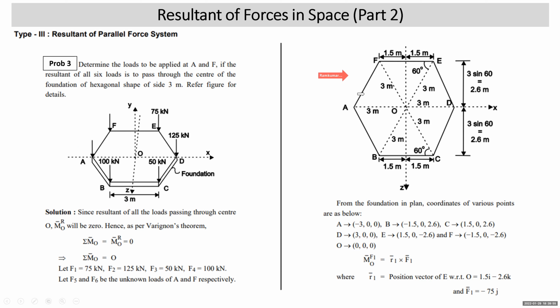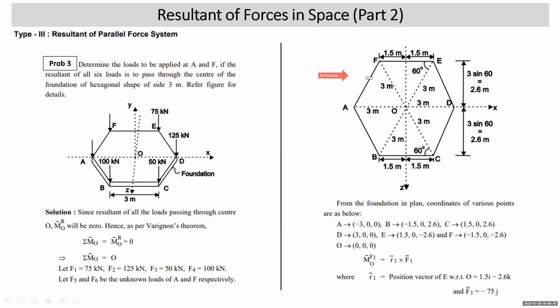I have drawn the regular hexagon in a plane. Then I have joined the diagonals. All these diagonals will pass through a point O, which is nothing but the origin of the 3 reference axes. So this is your x-axis in the plane, and this is your z-axis in the plane. Each side of the hexagon is 3 meter, so this is 1.5, 1.5, 1.5.